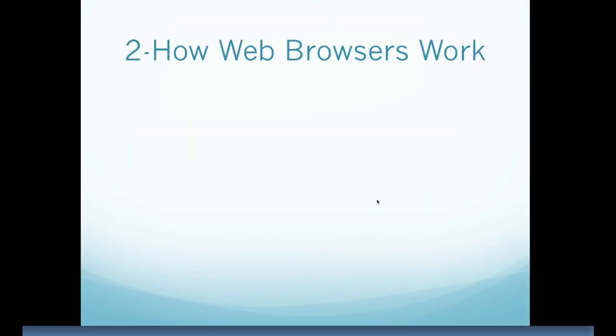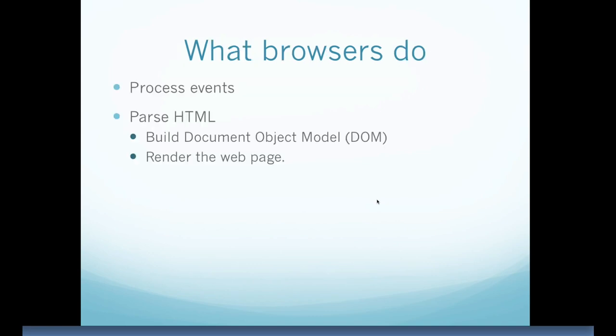We said before that AngularJS can be thought of as an extension to a web browser. So let's look at web browsers and how they work. What do web browsers do? Basically two things. They process events and they parse HTML from HTTP responses, building a document object model and rendering the page.